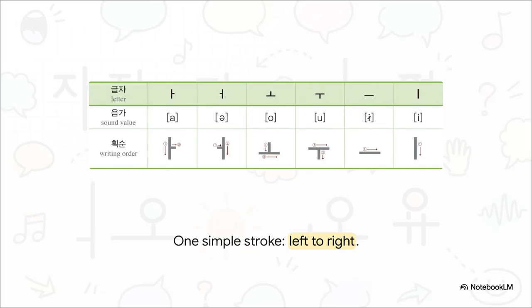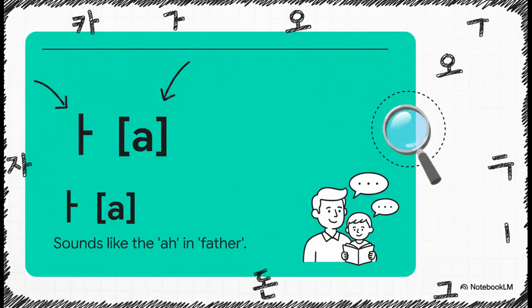So now we have our 2 core building blocks, a vertical E and a horizontal U. Everything else we're about to learn is built from these 2 simple lines. Okay, this is where it gets really cool. We're not learning new shapes anymore. We're just going to start combining the pieces we already know.